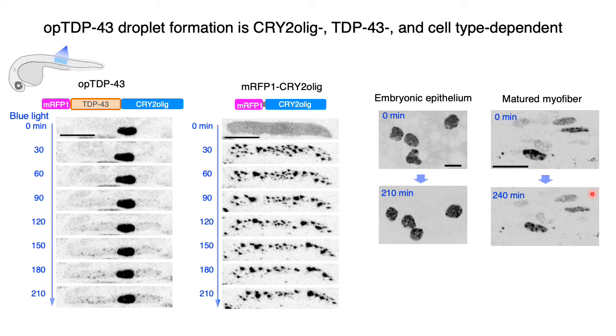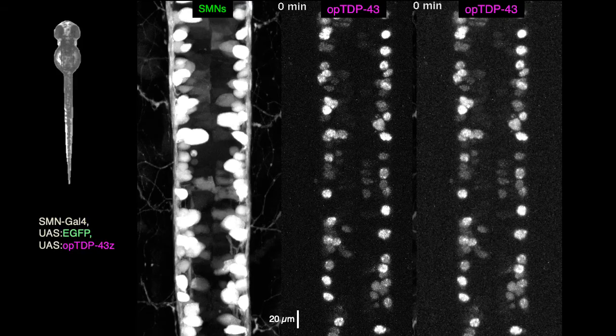So then, what happens in the motor neuron? By using a GAL4 driver for motor neuron, we expressed OP-TDP-43 in almost all spinal motor neurons, and at the same time visualized soma with EGFP. So here you are looking at a spinal cord from the dorsal side. You can probably see that OP-TDP-43 in the nuclei is slightly smaller than the soma visualized by EGFP.